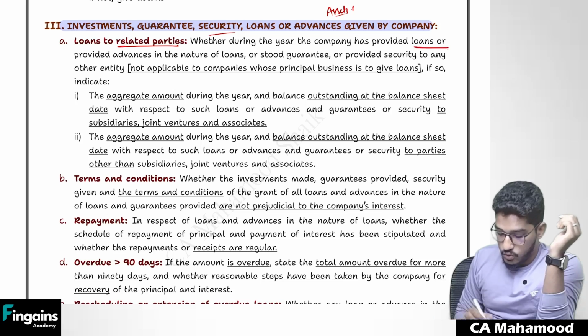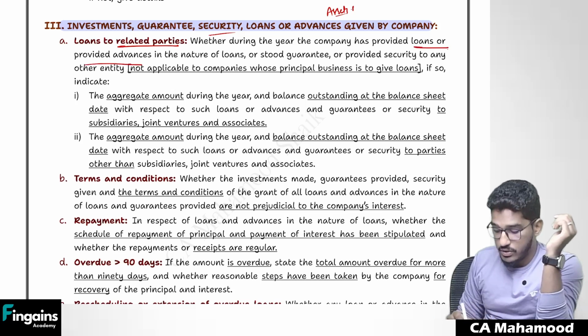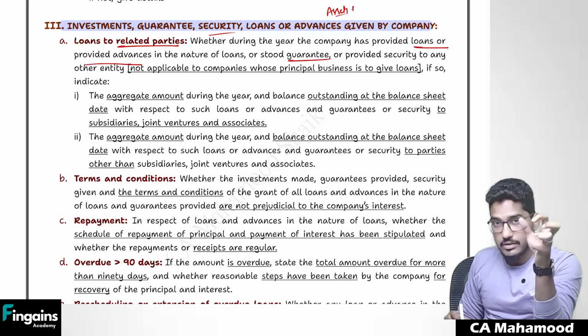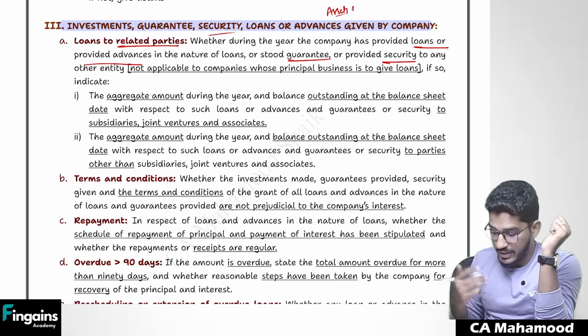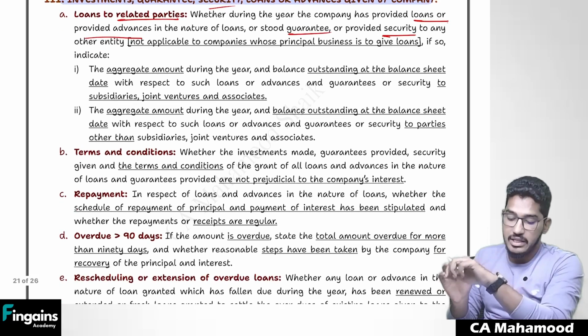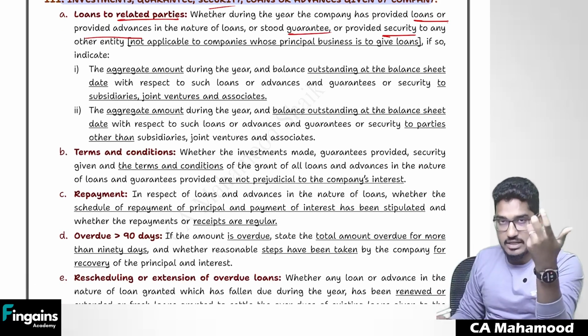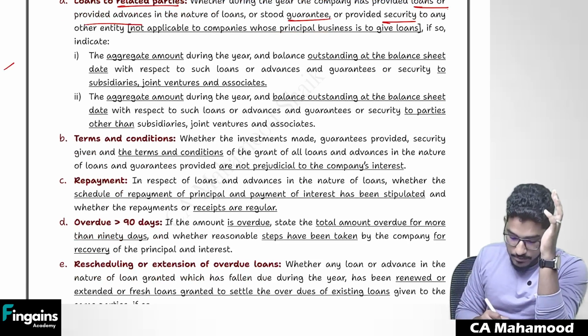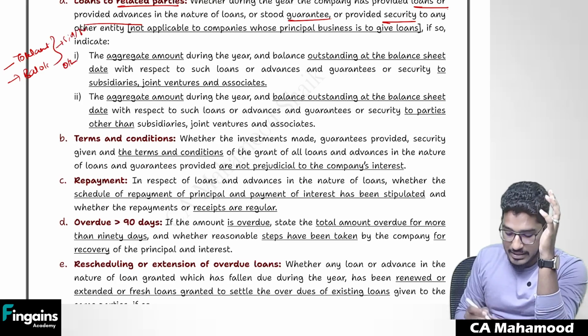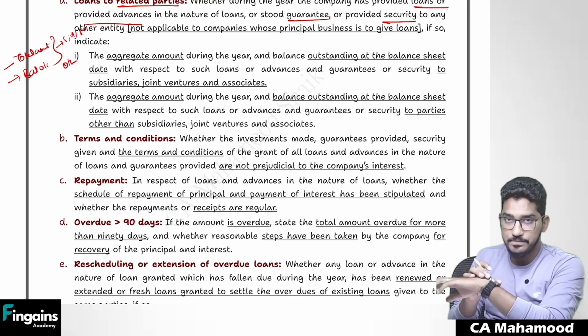has provided any loans or provided any advances in the nature of loans, or they have acted as a guarantor, or they have provided any security to any other entity. If yes, nothing but your client company has given loan, advance, security or guarantee to other entities. If that is the case, I have to report what is the total amount of such loan given and what is the balance outstanding for subsidiary, associate, joint venture separately, for other than subsidiary, associate, joint venture separately.